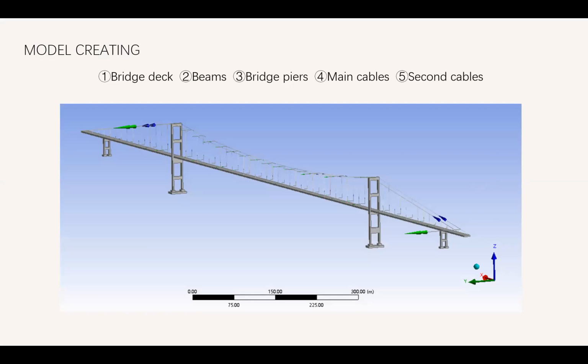1,650 meters, and the width of the Tacoma Bridge is 12 meters, and the thickness of the bridge is 2.4 meters. Then we build the beams. The upper part of the beam is 60.35 meters, and the lower part of the beam is 60 meters. Then we build the bridge piers, the main cables and the secondary cables.